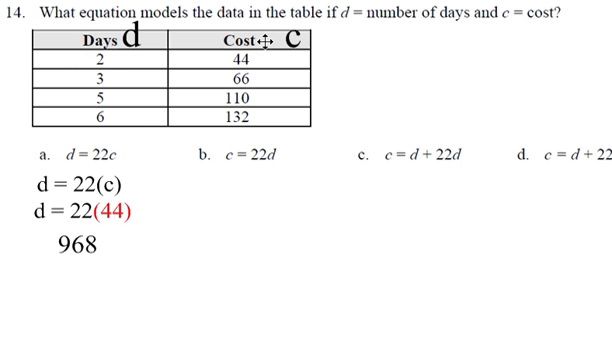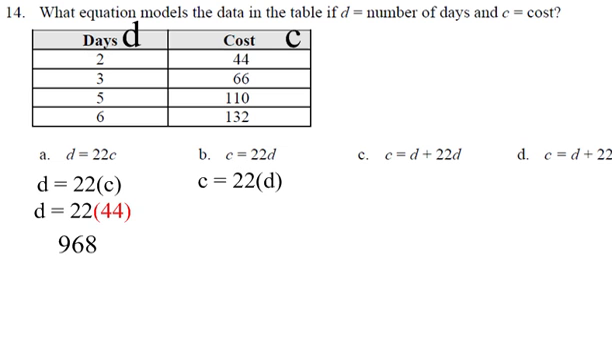So you're not going to go from the dependent variable, which is C, to the independent. You're going to go from independent to dependent. And that's basically the way it goes, from 3 to 66, from 5 to 110, from 6 to 132. You're doing something to the independent variable that will give you the cost. So B is set up the right way, where C equals 22 times D.